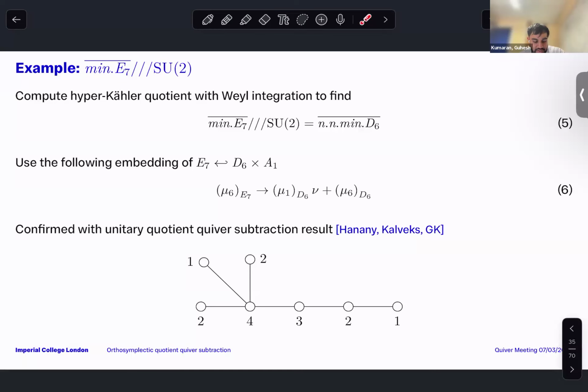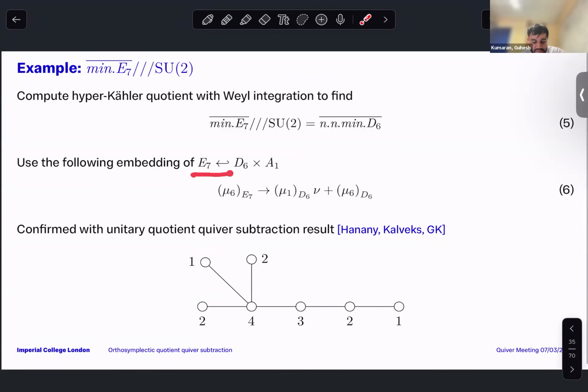If I branch my E7 symmetry into D6 and A1 using the following embedding, and then I quotient out the SU2, I'll find next to minimal D6. That's the result from Weyl integration. And if I did unitary quotient quiver subtraction, then this is the result I find, and indeed the Coulomb branch of this is next to minimal D6. Okay.